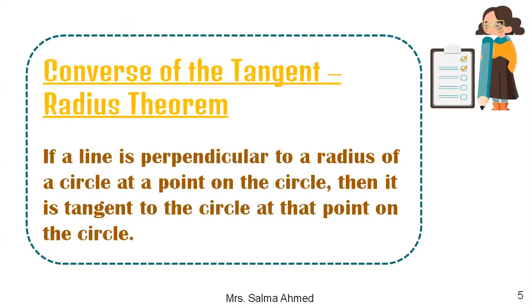Let's see the converse of the tangent-radius theorem. I think that this is the inverse of the previous one. If a line is perpendicular to a radius of a circle at a point on the circle, then it is tangent to the circle at that point on the circle.